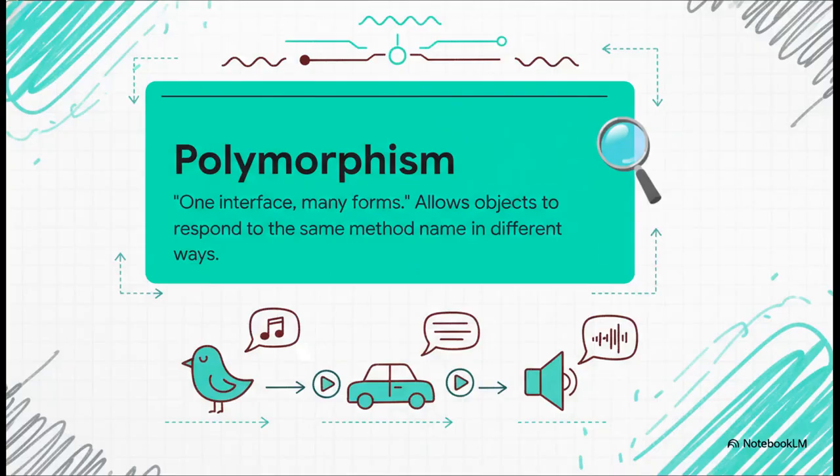So what is it really? Here it is, the big definition. Polymorphism is all about one interface, many forms. It's this beautiful idea that we can ask different objects to do the same thing by calling the same method, and each object will just know how to do it in its own special way. This right here, this is the aha moment.